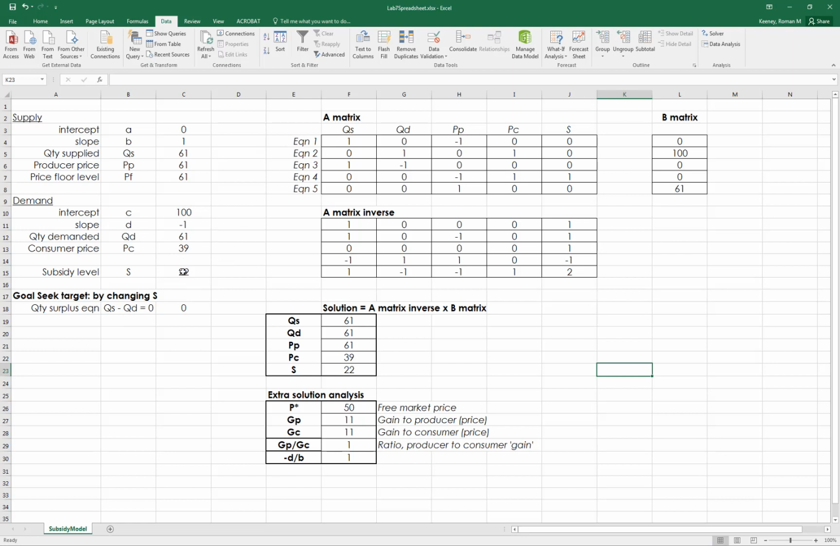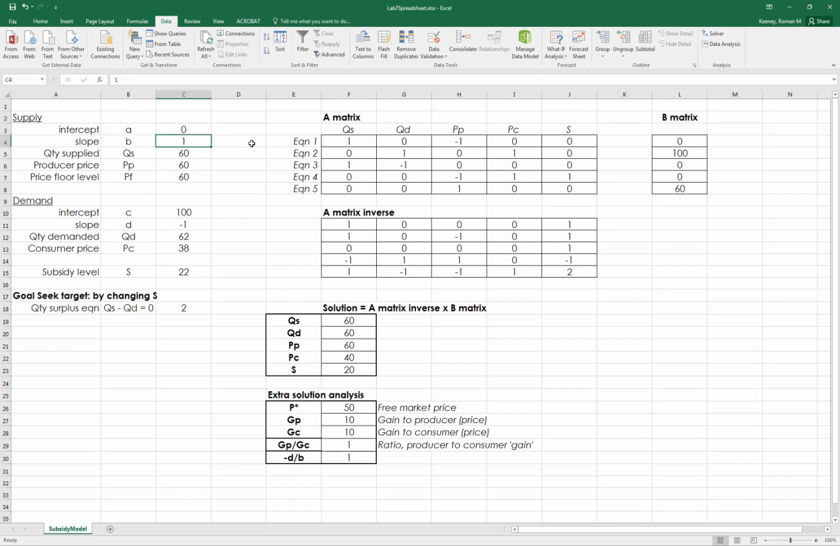But the other is, let's say I want to change that back to 60. Well, if I want to resolve that problem using goal seek, I have to highlight this, go back under data, under the what-if, and do the goal seek again. But the matrix solution is just a multiplication, right? It's A matrix inverse times B matrix, and it automatically solves for all of this stuff. It does it all on its own.